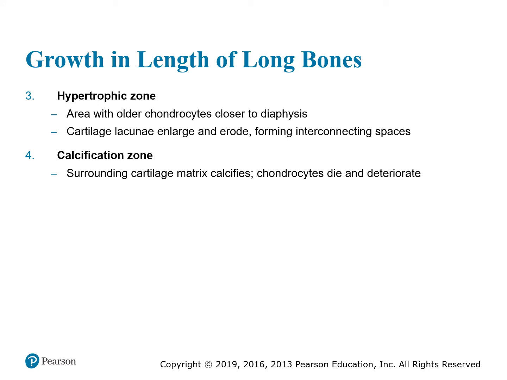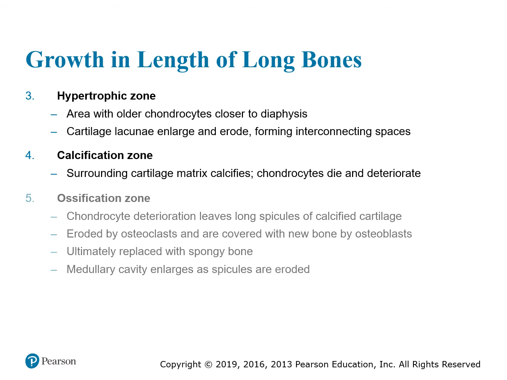The fourth zone is the calcification zone, and in this zone, the cartilage matrix is beginning to calcify, and at the same time, the chondrocytes will die and deteriorate. And the last zone is the ossification zone. What the chondrocyte deterioration leaves behind is these long little spikes of calcified cartilage.